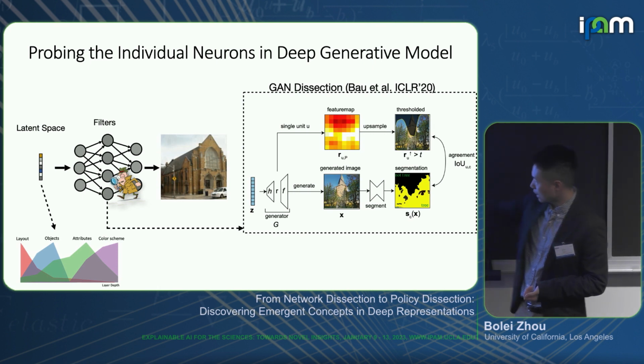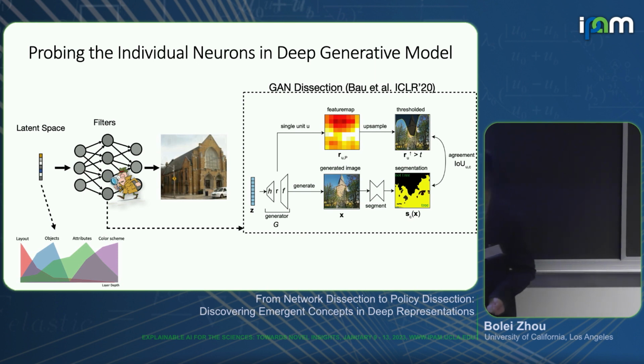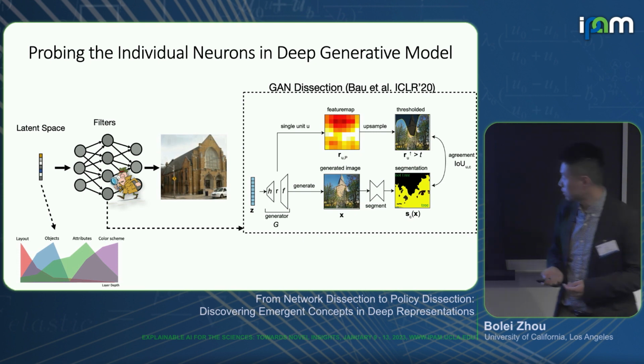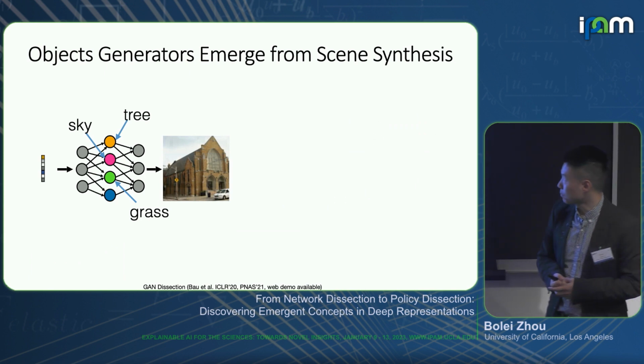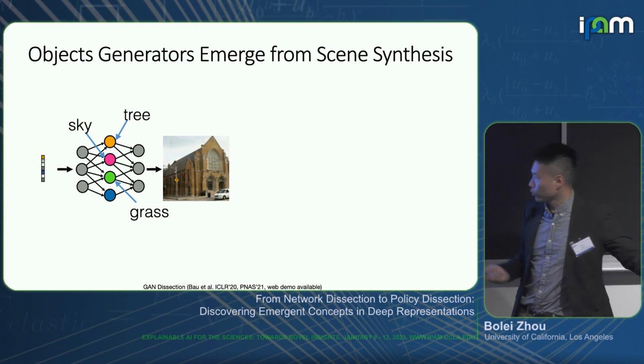What we are doing is that we can apply a semantic segmentation model to the synthesized image. Then we can have this semantic mask. Then we can correlate these pixel labels with the activations and see how much those units are activated by this concept. Then we can associate a label for that. So after we have this label, we can identify many object generators that emerge from this synthesis.